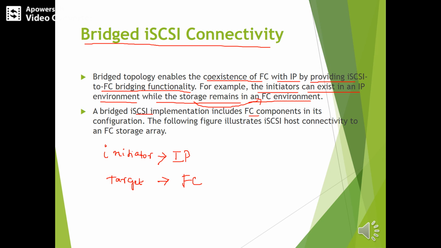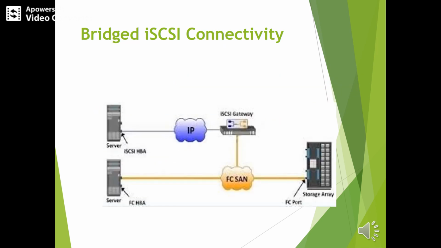The following figures illustrate iSCSI host connectivity to FC storage. Here we can observe that there is one network, that is IP, and we have an iSCSI gateway and an FC SAN. We are using FC components to make the connections from the server to the storage through the network. So this is how the bridged iSCSI connectivity looks. It uses FC components while making the communication between the server and the storage via the existing IP network.